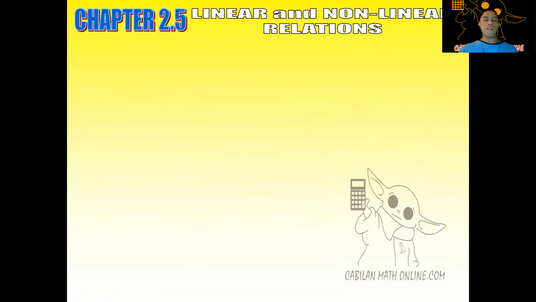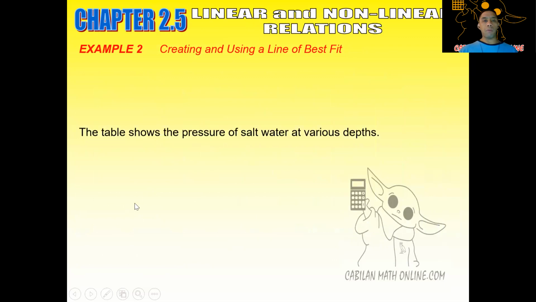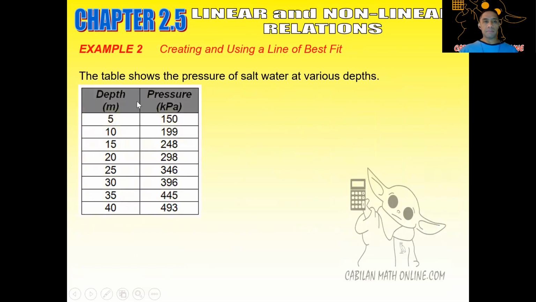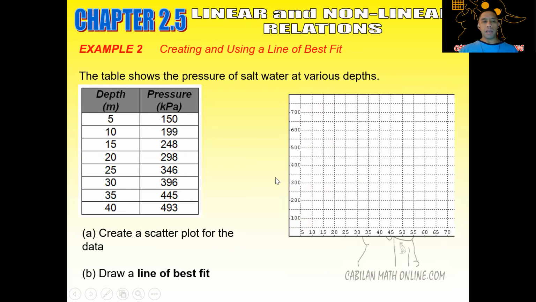All right, so for the next example, let's take a look at a word problem. In this case, what we have here is another version of a table of values, and this is the one that's commonly used. What we have here is the depth in meters and the pressure measured in what are called kilopascals, which is just a unit of measurement for pressure. And what we want to do here is graph this on the Cartesian plane.